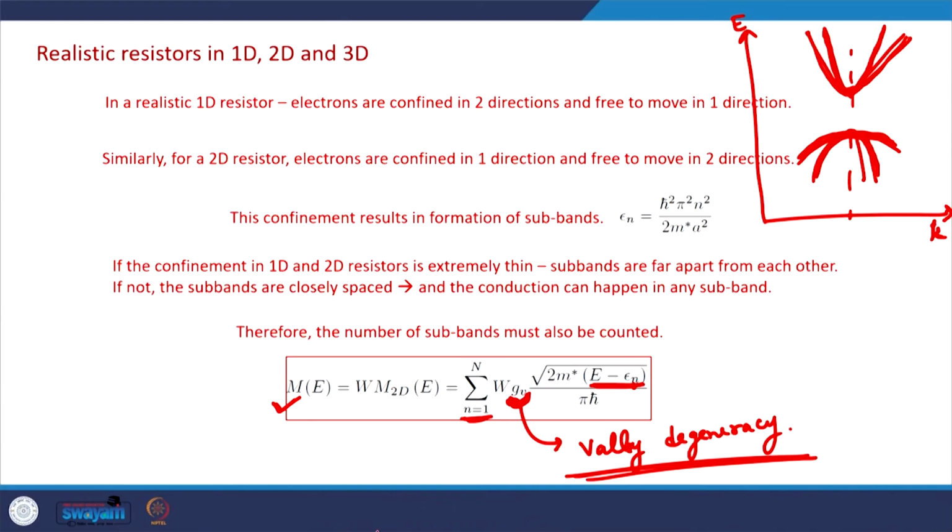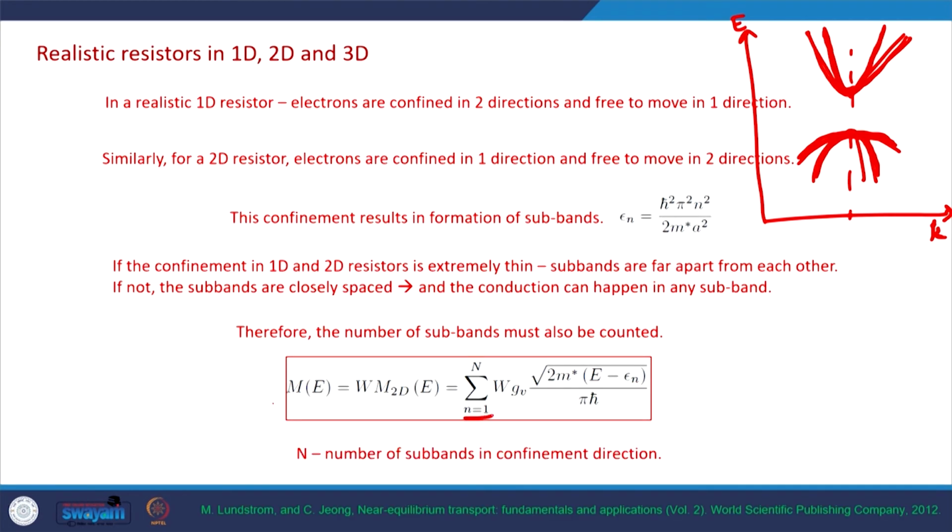So, there are two kinds of degeneracies that can come into the picture. One is because of the overlapping bands, and the second is because of the subbands, and both of them we need to account for while doing calculations for the number of modes in our practical, realistic devices. So, this summation is over the subbands, and corresponding to a subband there is this epsilon n energy.